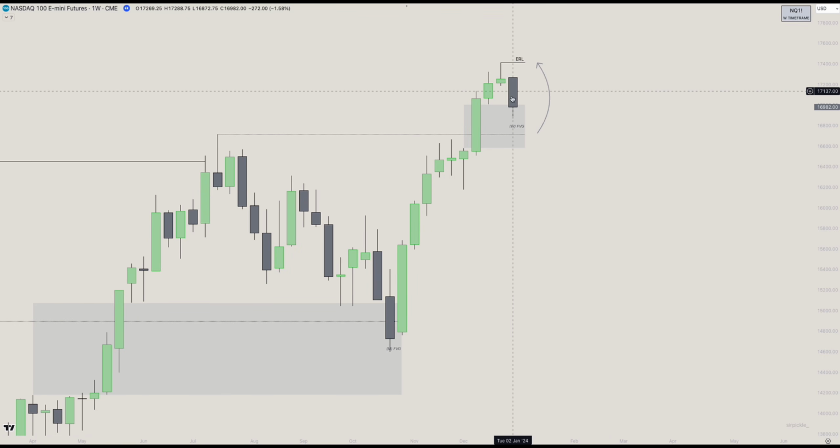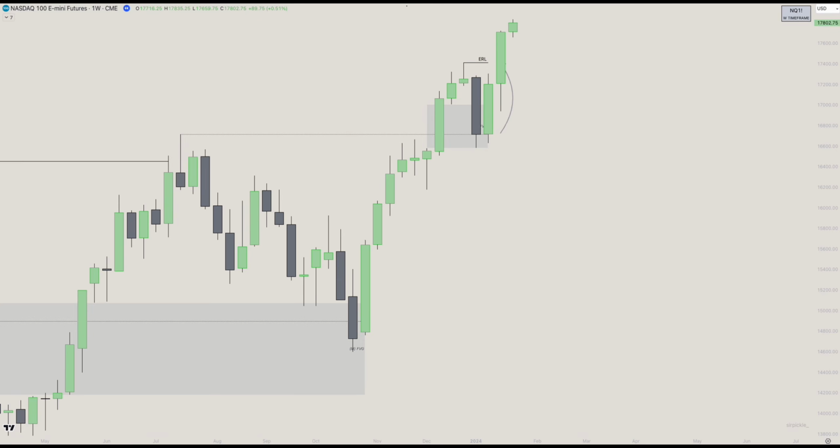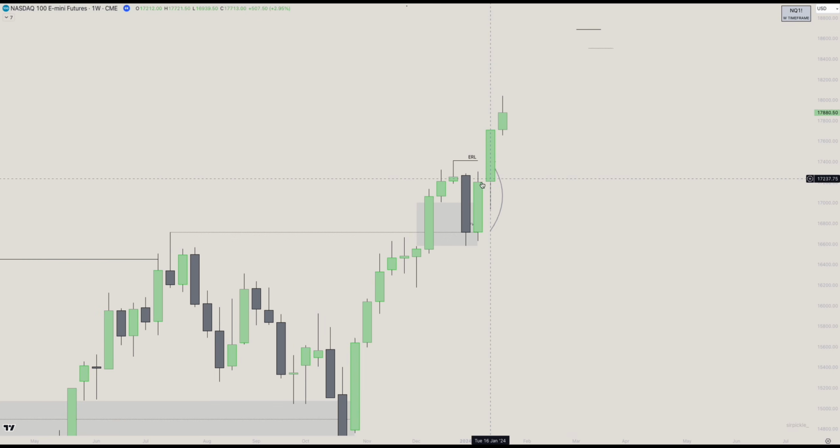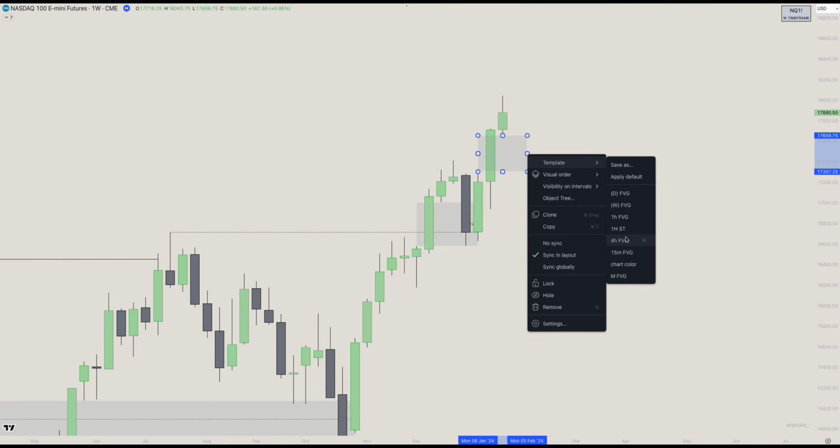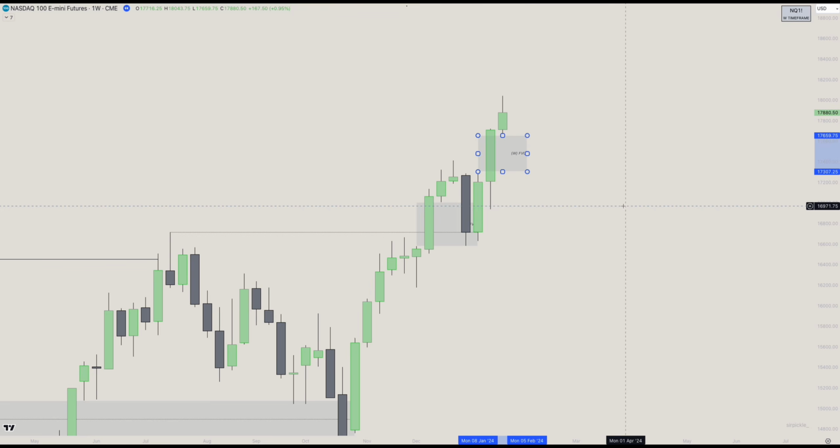So let's continue on with this example here and watch how this IRL to ERL delivers. And there is that new fair value gap being created off of this old one, IRL to ERL delivered, and we now have a potential new weekly fair value gap being created. So let's mark that out. This could be the next IRL to ERL we see for a move higher.